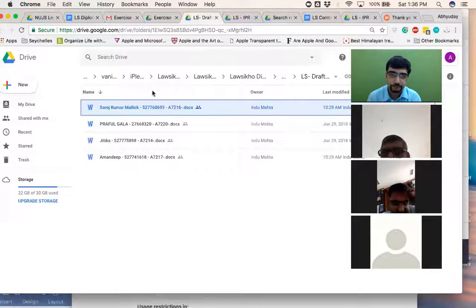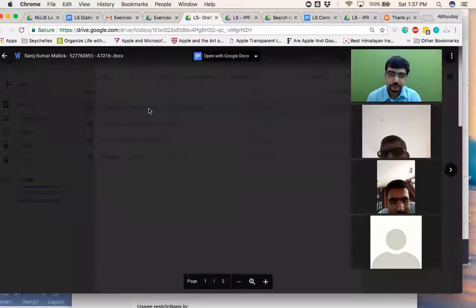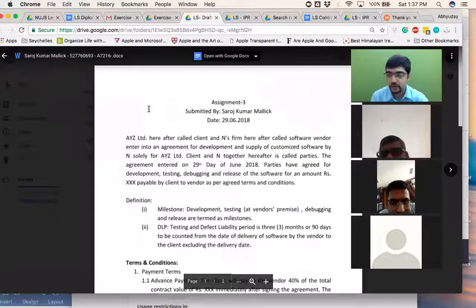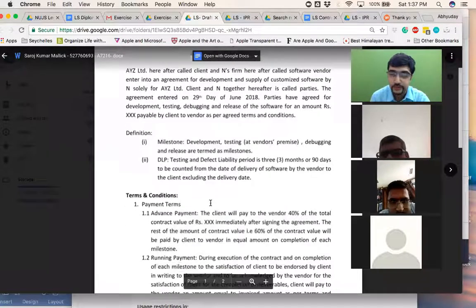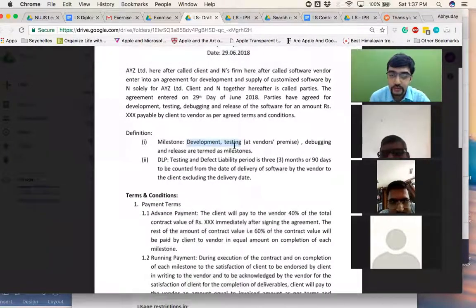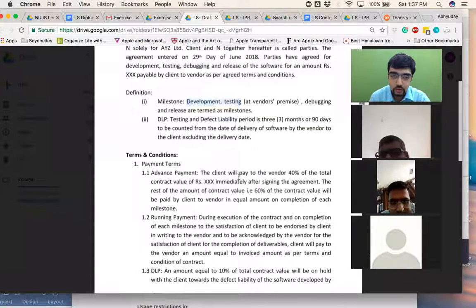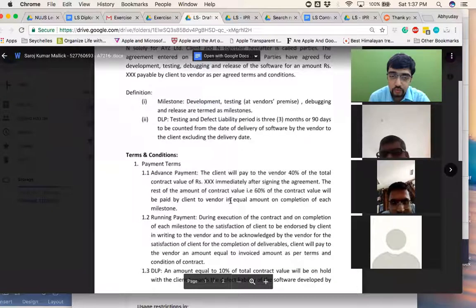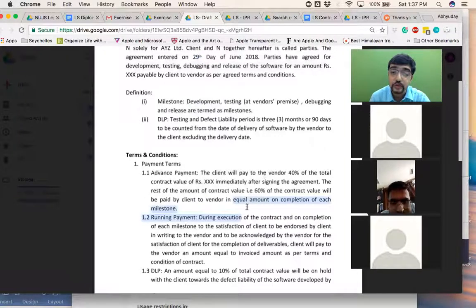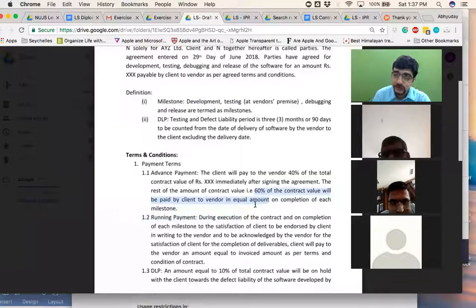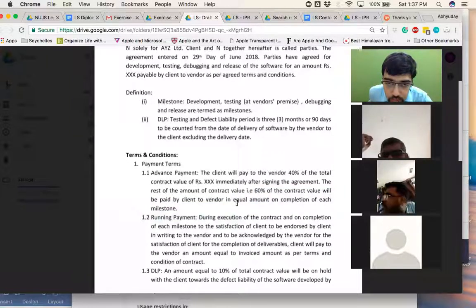Let me just check. Okay. Yeah. So 40% is before. Now, how much will be payable afterwards? Because 10% you are holding back. See, development, testing, debugging, and release. These are 4 milestones, right? Yeah. Okay. Now, you mean in equal amount on completion of each milestone. So you mean to say that 50% will be paid in equal amount? Yeah, 50% will be paid in equal amount. Okay. I couldn't find this equal earlier. Okay, got it.